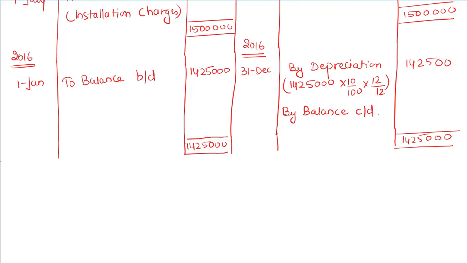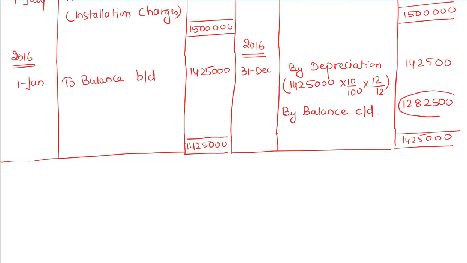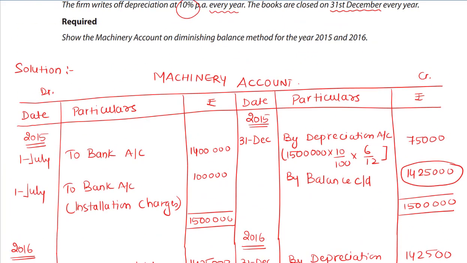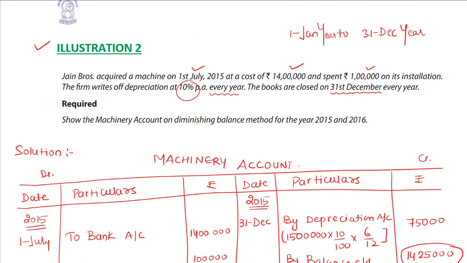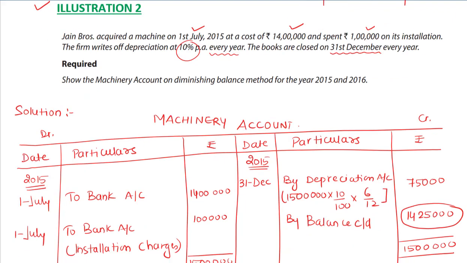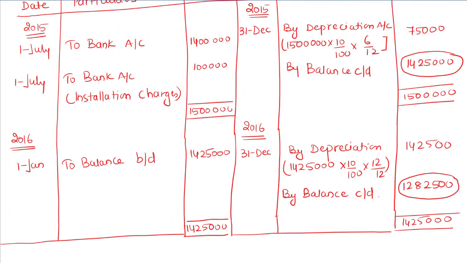That is the closing figure. Let us try to calculate on your calculators. So it is 12 lakh 82,500. I believe it is clear to all of you. So we have completed illustration 2, that is we had made the machinery account.